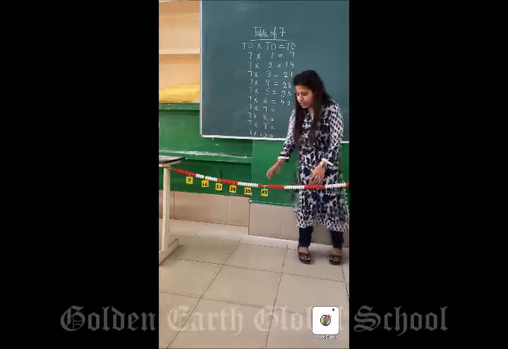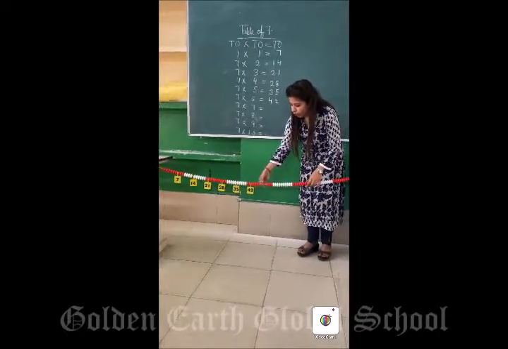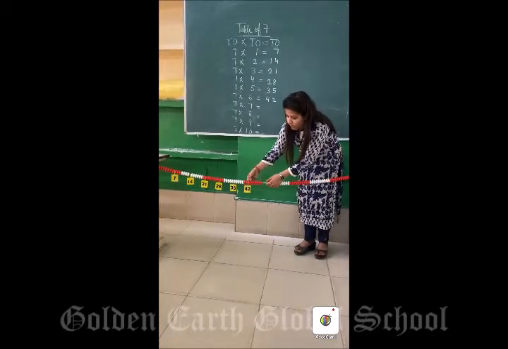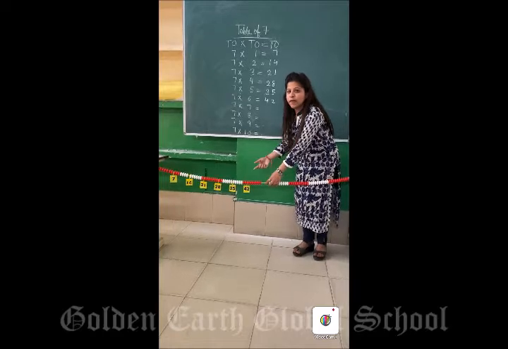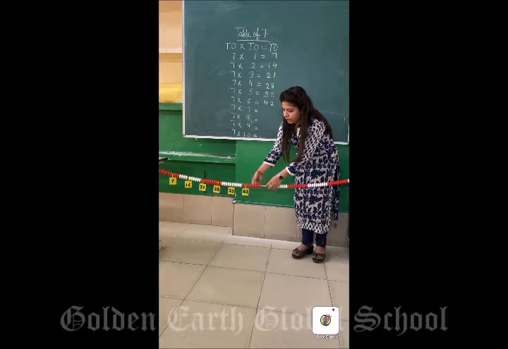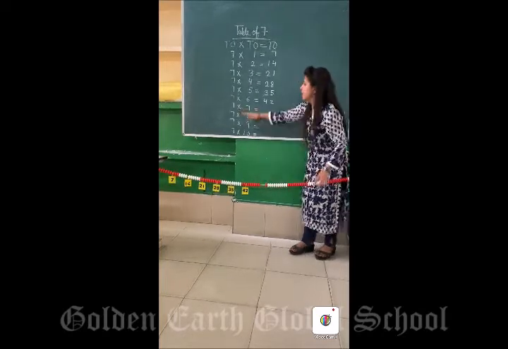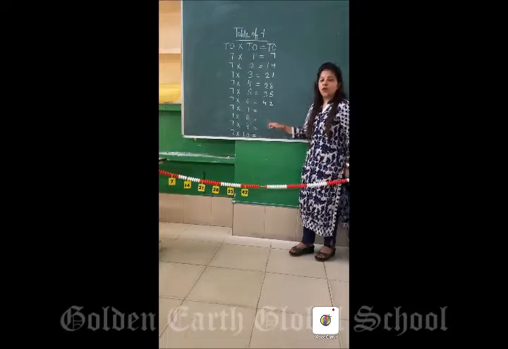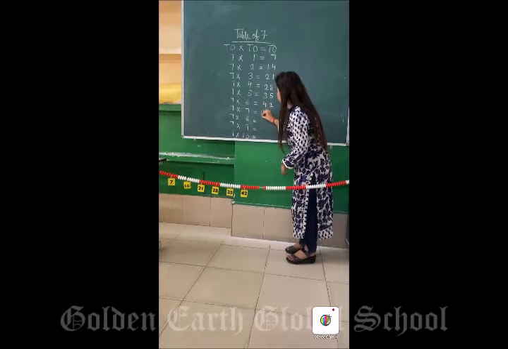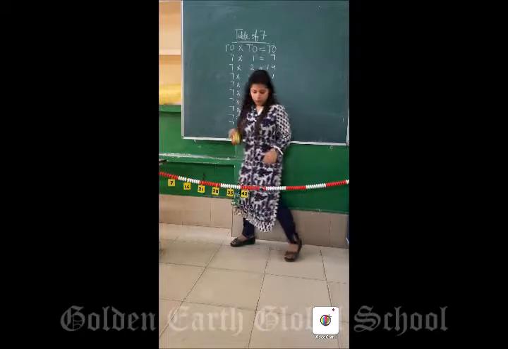7 beads. Let's count. 1, 2, 3, 4, 5, 6, 7. यहाँ पे कौन सा टैग है? 42. What comes after 42? 43, 44, 45, 46, 47, 48, 49. That means 7 sevens are 49. 9 under 1s and 4 under 10s. And here we put a tag of 49.